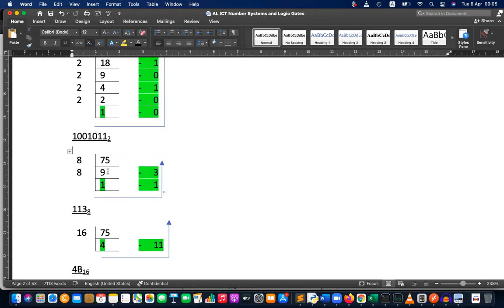And then you have 9 there. So 75 divided by 8 is 9, that is 72. So remaining is 3. Then 9 divided by 8 is 1, remaining 1. That is 113 in octal.